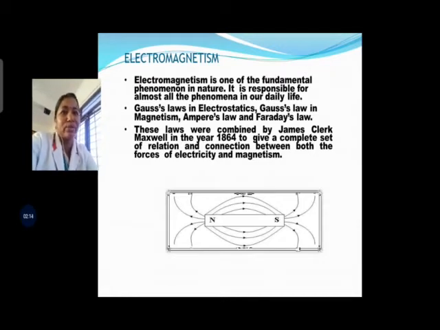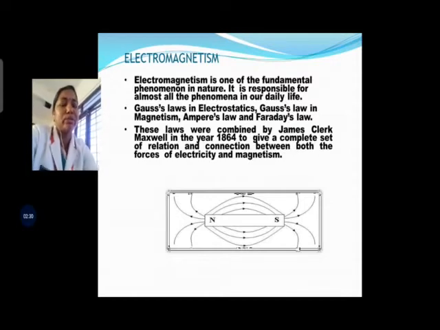Gauss law in electrostatics, Gauss law in magnetostatics also we are using so far. Then Ampere's law and Faraday's law, and one more law we will use, Coulomb's law. Last one is Maxwell's equation, Poynting theorem. So these are the things we are going to study in electromagnetic fields. These laws were combined by James Clerk Maxwell in the year 1864. So this electromagnetic field started from Maxwell's equation only.